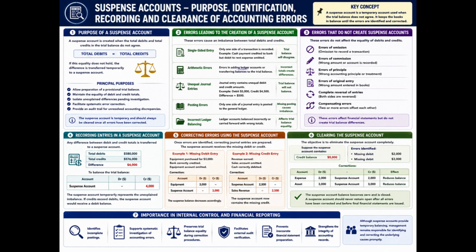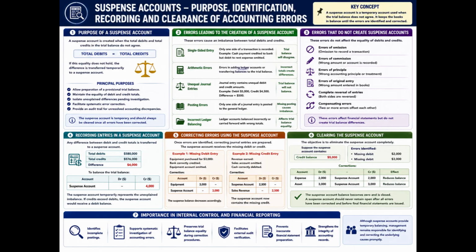A suspense account is a temporary general ledger account used when the trial balance fails to agree and the exact cause of the imbalance has not yet been identified. It enables the accounting process and financial statement preparation to continue while investigations into recording or posting errors are undertaken. The suspense account is therefore an important error correction mechanism within the double-entry bookkeeping system, ensuring that accounting records remain balanced until discrepancies are resolved.